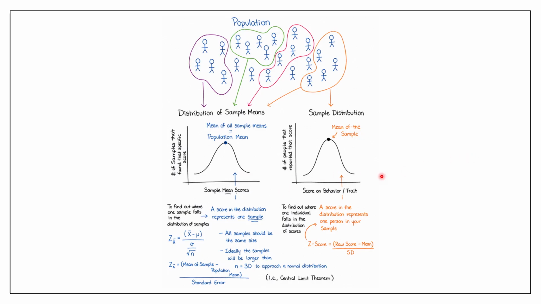But in a sample distribution, there are again a couple of things that are very specific to the sample. So in the case of individual scores in the sample distribution, those scores are going to represent an individual. One person within that sample is what we see when we look at individual scores within this distribution.